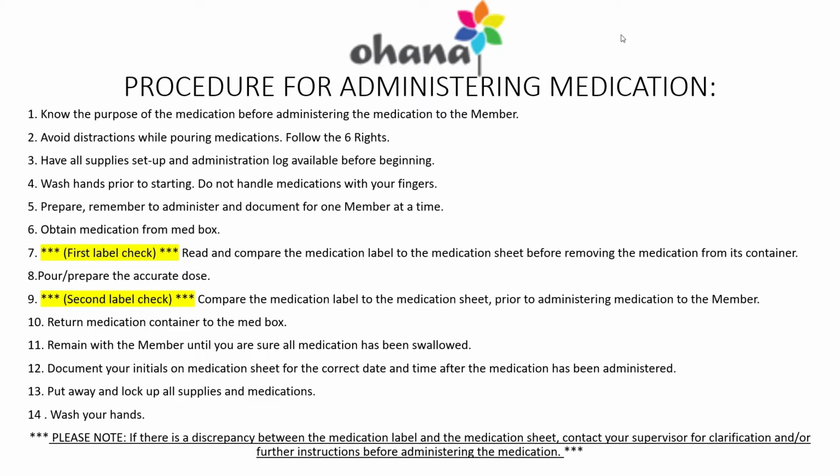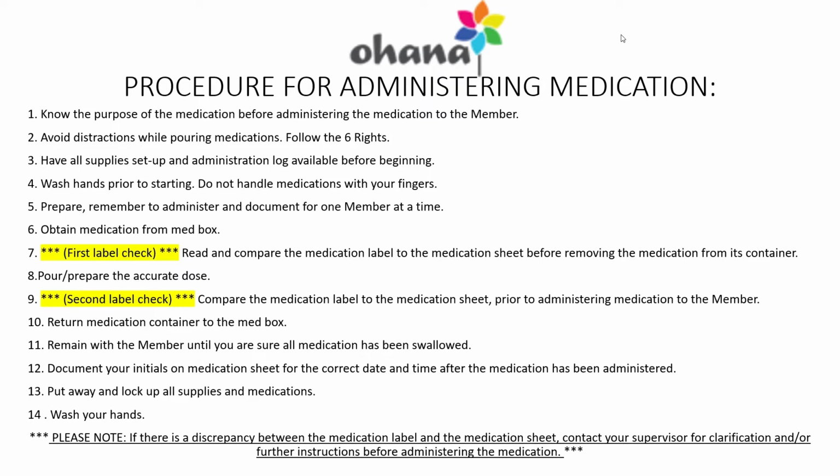This is when you check the label in the bottle once again. So compare the medication label to the medication sheet prior to administering the medication to the member. So before they swallow the medications, you need to check yourself one more time and make sure you're giving the right medication to the right person. All the 6 rights are being followed. 10. Return the medication container to the med box. So put the pills back where they came from, the pill bottles back where they came from, and then you stay with the person you gave medications to until you're sure that the medication has been swallowed.